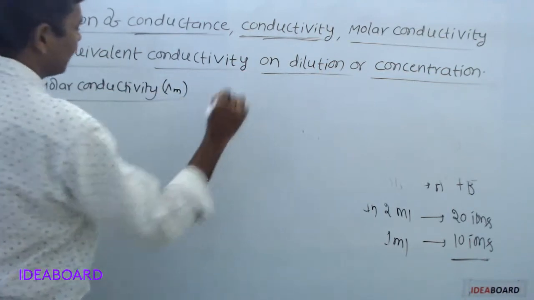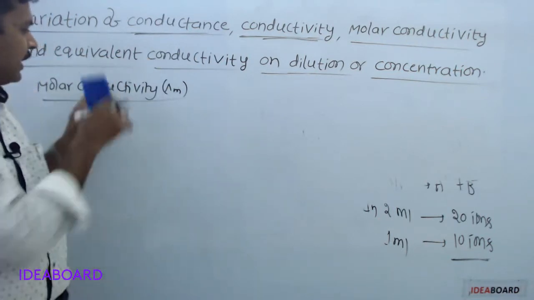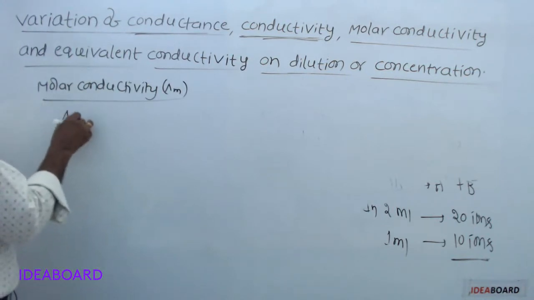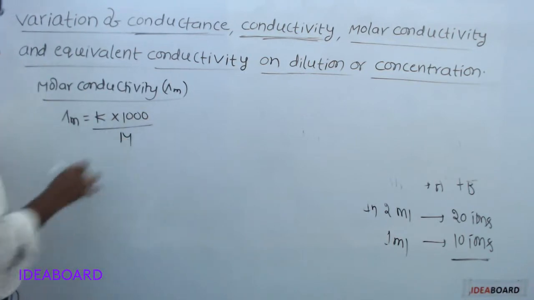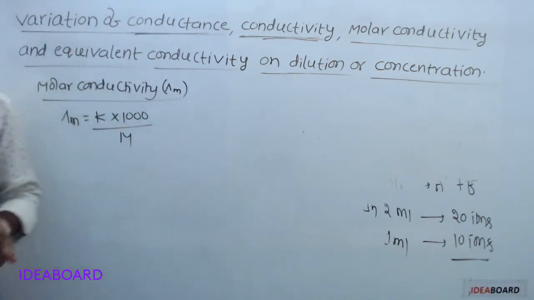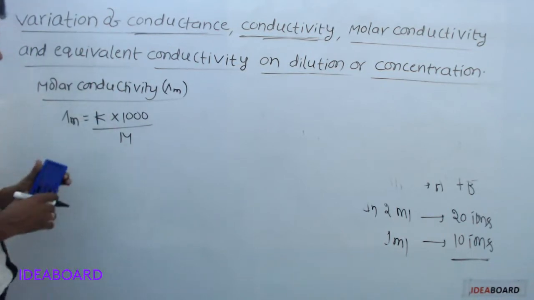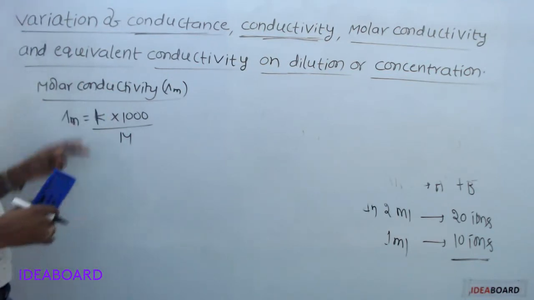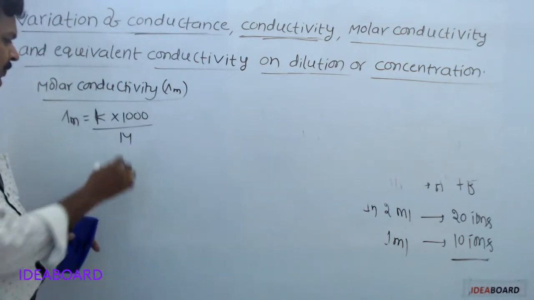Variation of molar conductivity. Molar conductivity is denoted by lambda m. Variation of molar conductivity on dilution. We know this formula: molar conductivity of an electrolytic solution, lambda m, is equal to kappa into 1000 by molarity. Here kappa is conductivity or specific conductance, and M is the molarity of the electrolytic solution.